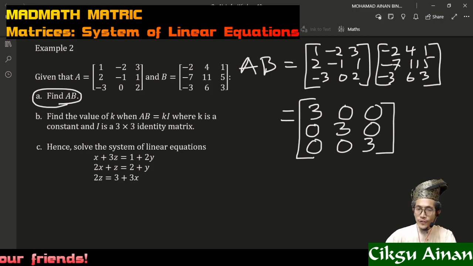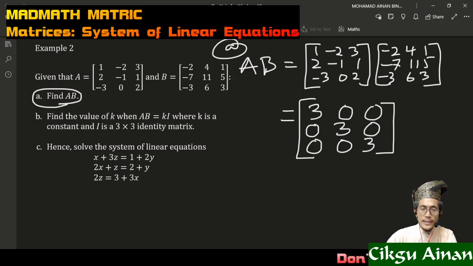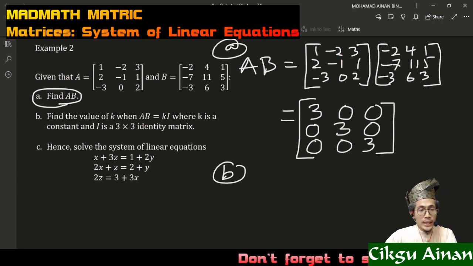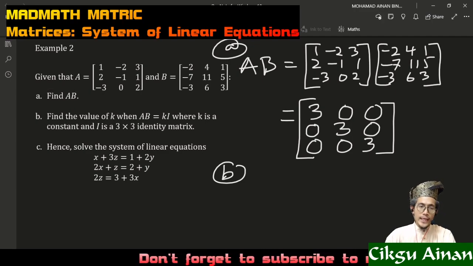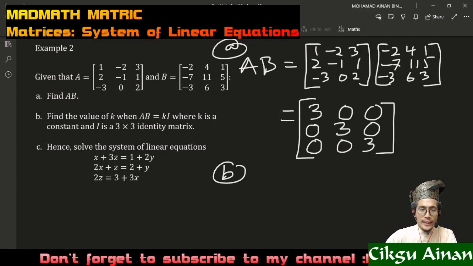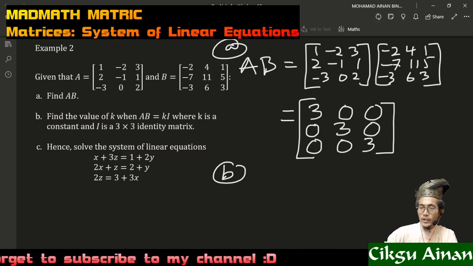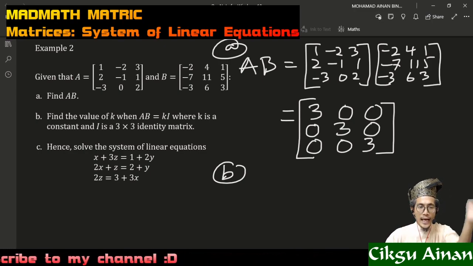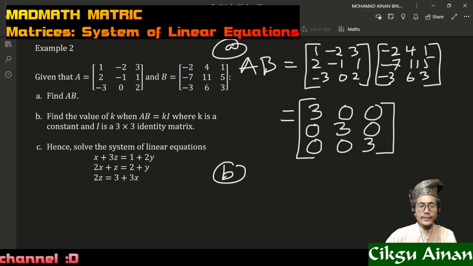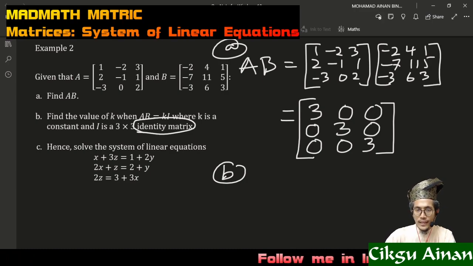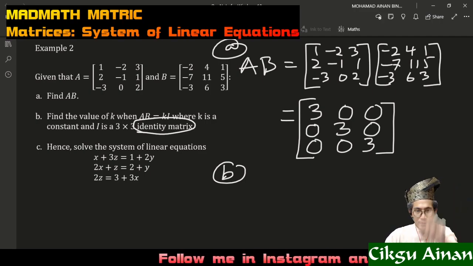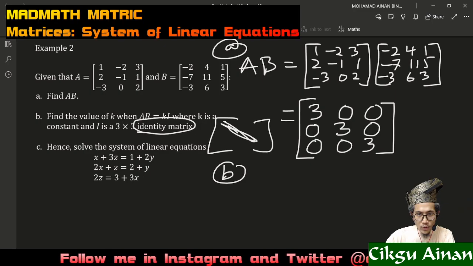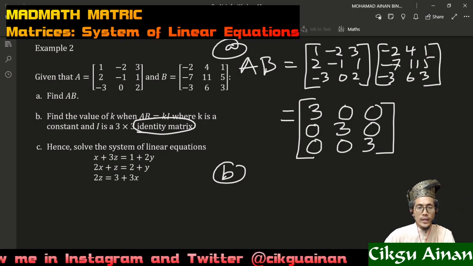Now, we have done the first part, part A. Let's continue with the second one, B. Find the value of K when AB equals KI, where K is a constant. K is a constant, K is not a matrix, and I is a 3 by 3 identity matrix. What does it mean by identity? There must be ones in the diagonal, only one. It doesn't matter how big the square matrix is.